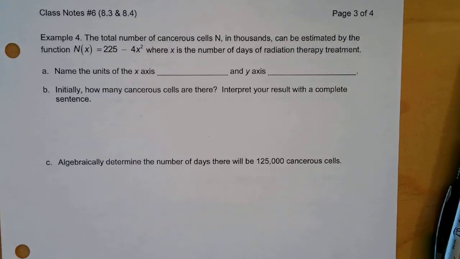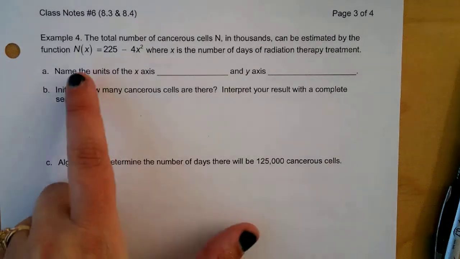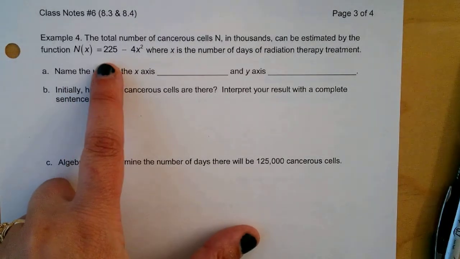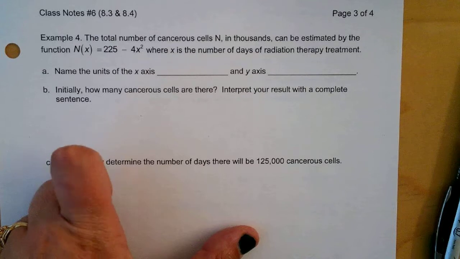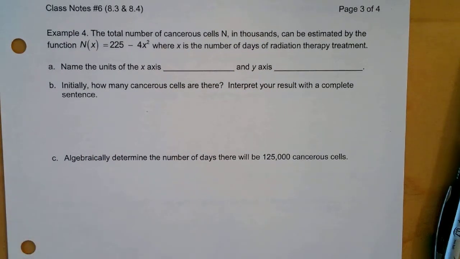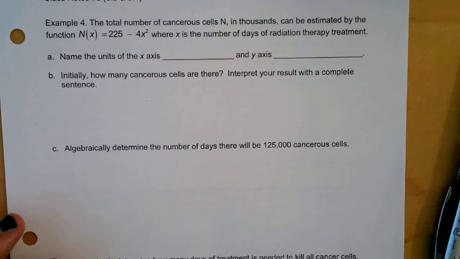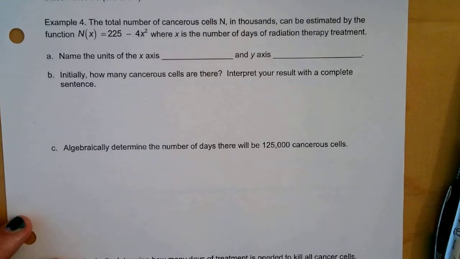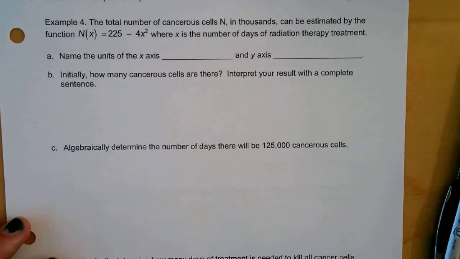All right, now let's look at another word problem. This says the number of cancerous cells, n, in thousands can be estimated by the function n of x equals 225 minus 4x squared, where x is the number of days of radiation therapy treatment. So I guess somebody comes in, they have cancer cells, thousands of them, and then they undergo radiation, and the idea is that the number of cancer cells would go down.